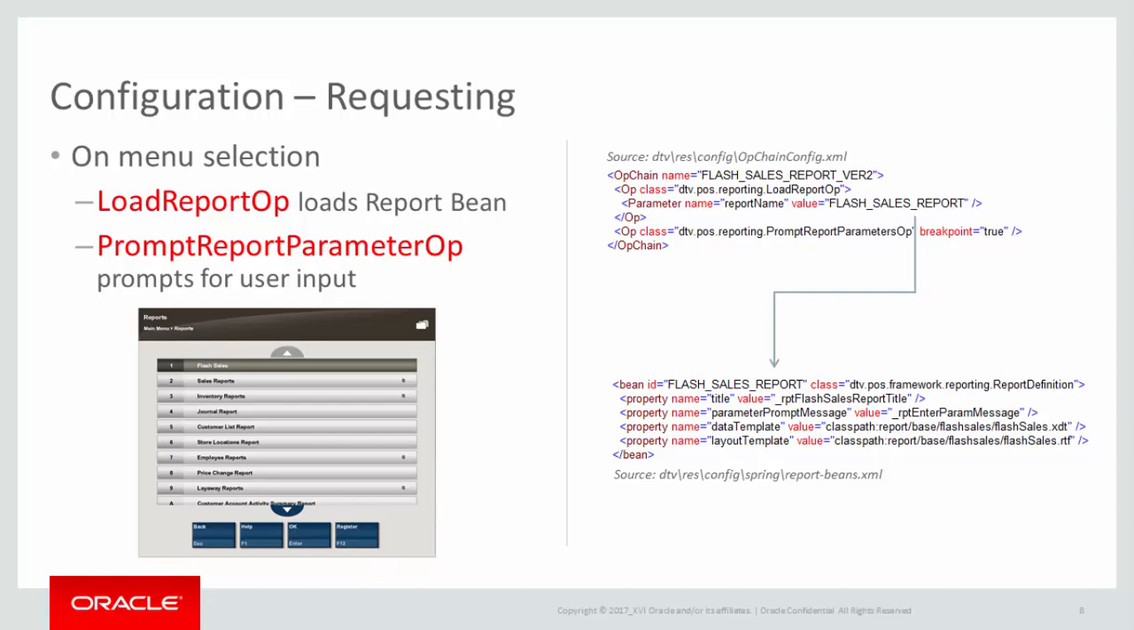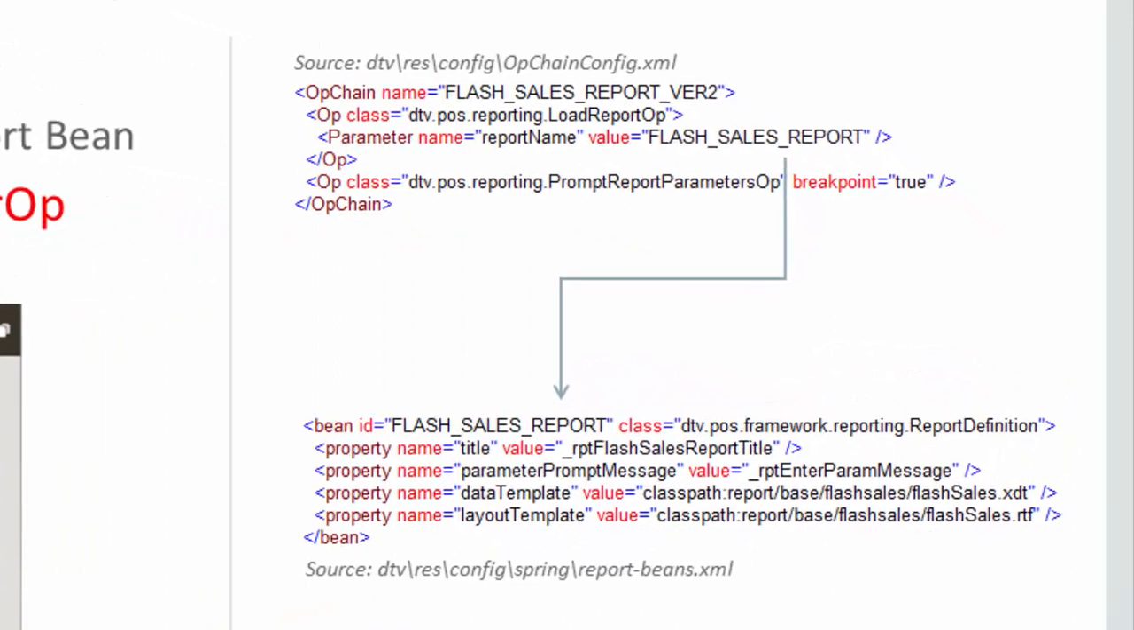When the Flash Sales menu item is selected, the opchain in the upper right of this slide is invoked. As you can see, the opchain configuration defines two operations. The first operation is named Load Report Op. Load Report Op has been configured to load a report bean definition named Flash Sales Report. The configuration of the Flash Sales Report bean in the Report Beans configuration file defines an XDT file named Flash Sales XDT. The second operation defined in the opchain configuration will use information from the report's XDT file to prompt the user for input.